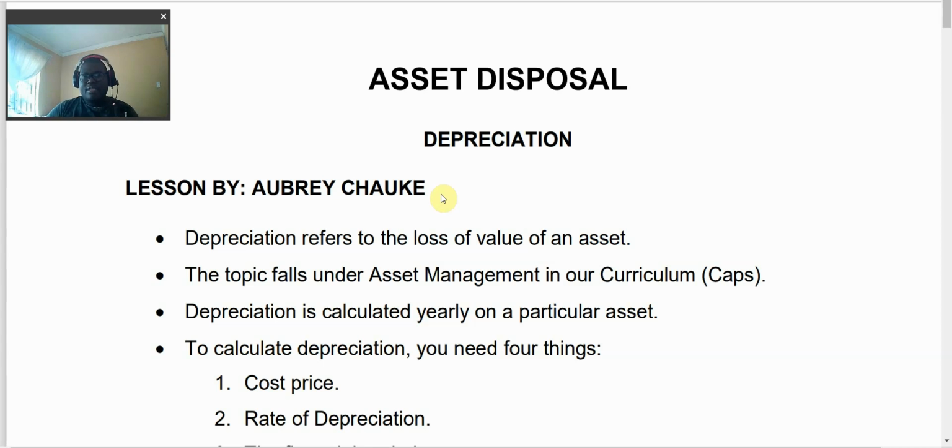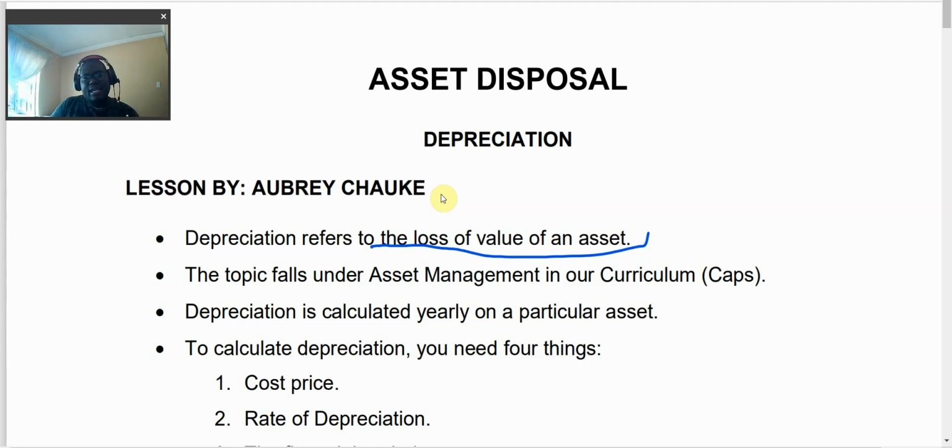So the first thing that we need to be able to understand is what it is that we are referring to when we talk about depreciation. Depreciation refers to the loss of value of an asset. I'm going to use a practical example for you to understand. Let's say, for example, today I buy a car and I drive each and every day to Mafikeng.